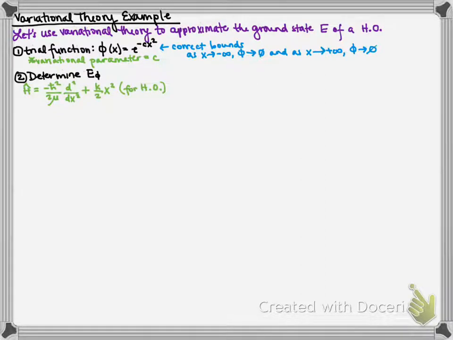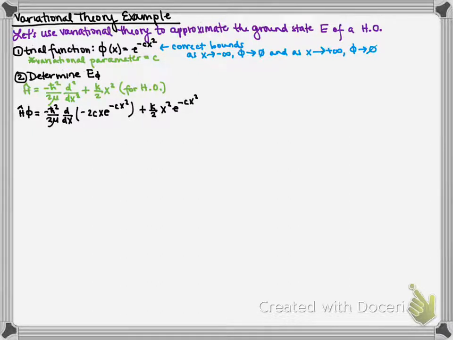And so our Hamiltonian, because this is variational theory, we're going to use our Hamiltonian for our closest known model system. And of course our closest known model system is in fact still the harmonic oscillator. So we'll use that h hat is equal to negative h bar squared over 2 mu, second derivative with respect to x, plus k over 2 x squared as our operator. And that's coming directly from harmonic oscillator. And so if we apply our Hamiltonian to our trial wave function, we'll get the following expression.